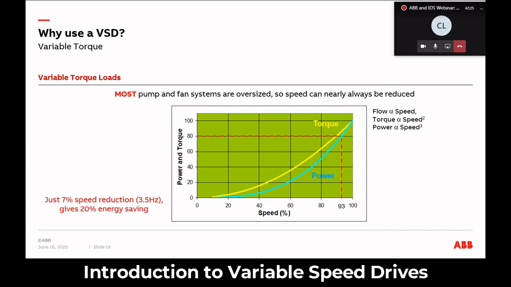So if we take this example, in this typical application where we've got power and torque, even if we just reduce the speed by 7%, so 3.5 hertz if we're controlling the frequency, it can yield anything up to 20% in energy saving. And the further we reduce that, the more energy we can save, within reason, at least.